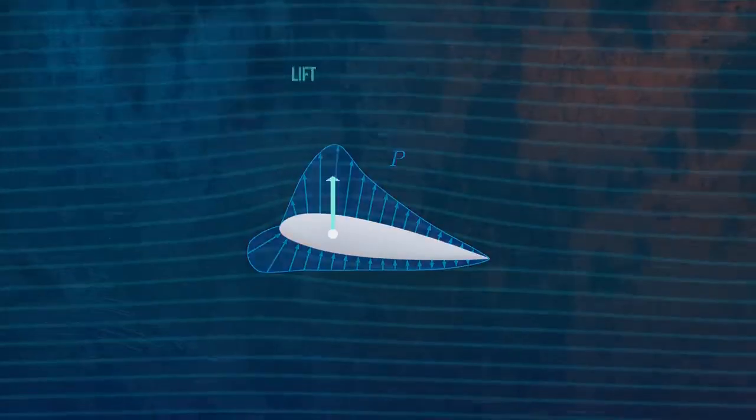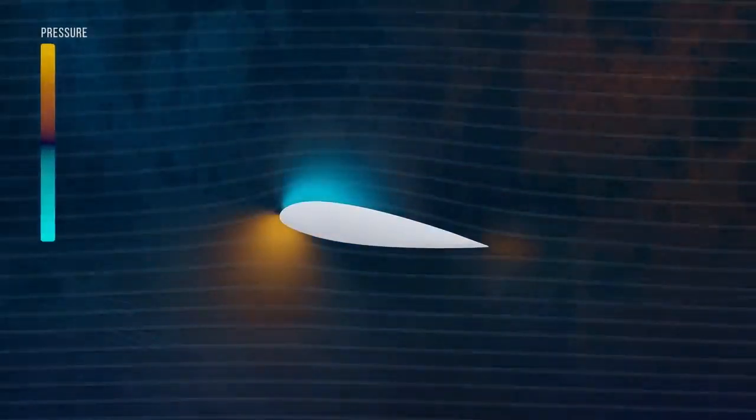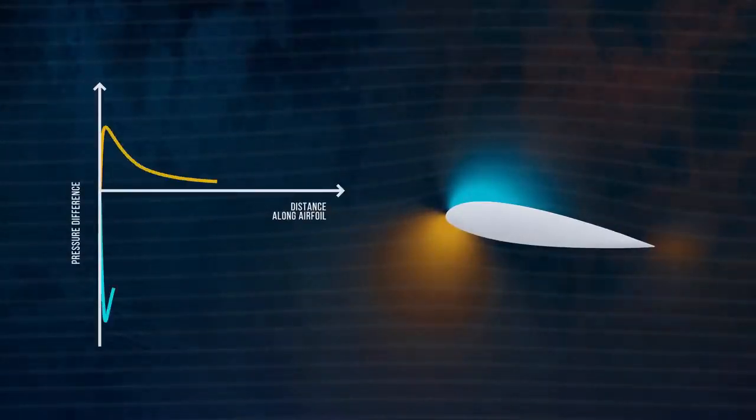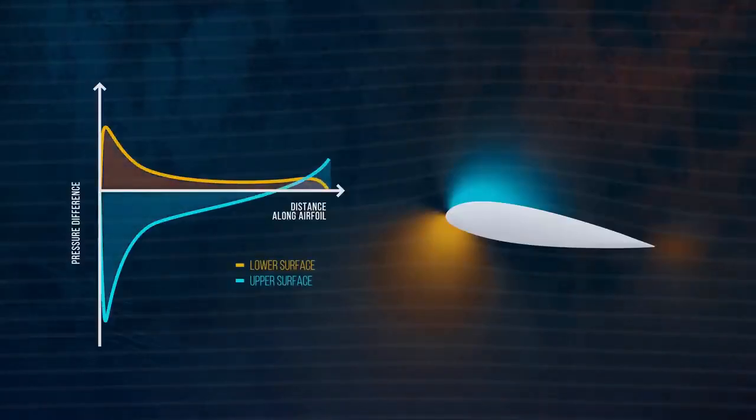A typical pressure distribution looks something like this. The pressure is low above the airfoil and high below it, which creates a net force with a large component in the lift direction. If we plot the pressure profile along the top and bottom surfaces, we can see that the low pressure on the top surface is larger in magnitude than the high pressure on the bottom surface. So the suction pressure on the top surface is what contributes most to the total lift force. We can also see that the majority of the pressure difference is coming from the forwardmost part of the airfoil.